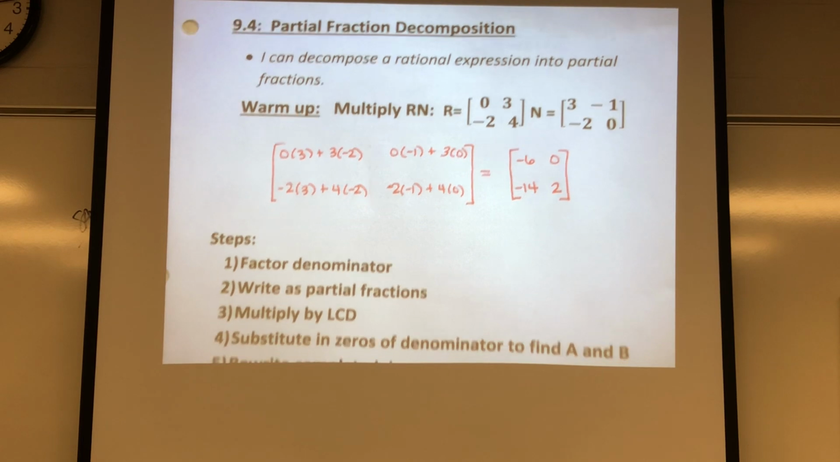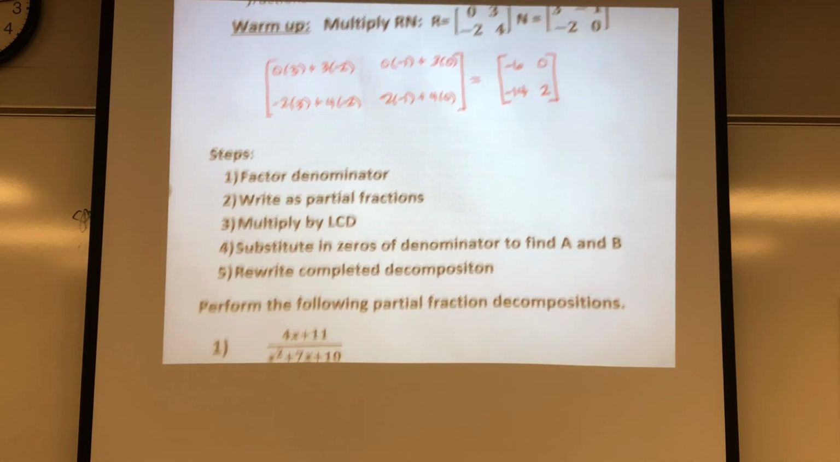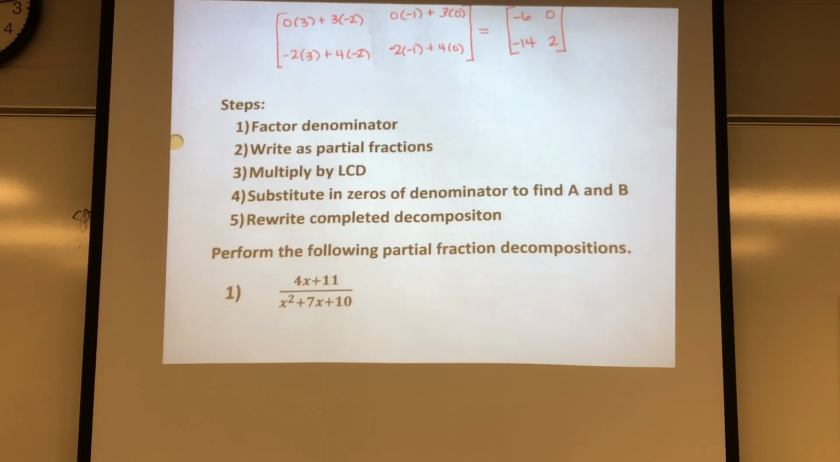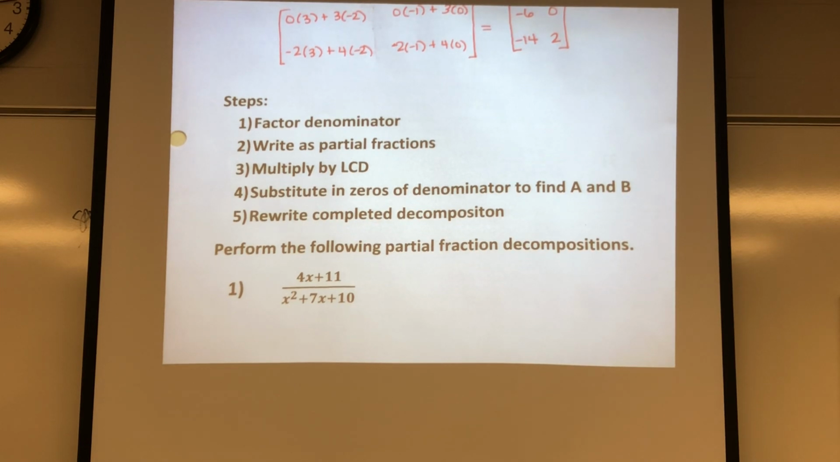All right, our steps for partial fraction decomposition. You may want to pause so you can get all these written down. You need to factor the denominator first, then write it as partial fractions. Going to multiply by the LCD, substitute in the zeros of the denominator to find capital A and capital B. You'll find out what those are in a bit. And then rewrite the completed decomposition.